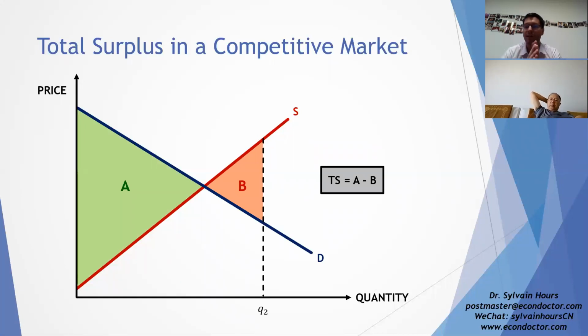Okay, you don't have to give so much detail. If you just want to say that total surplus is just consumer surplus plus producer surplus, it's fine. If you want to go a bit beyond that and give more detail, you can use these diagrams to help them understand how this works.